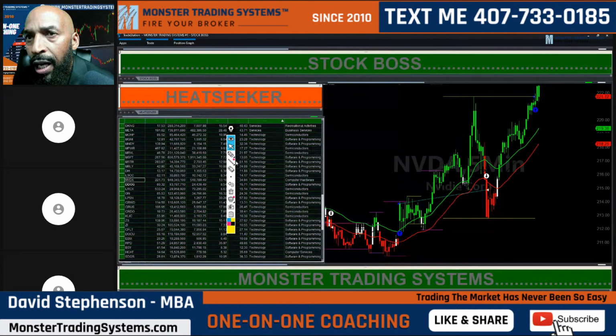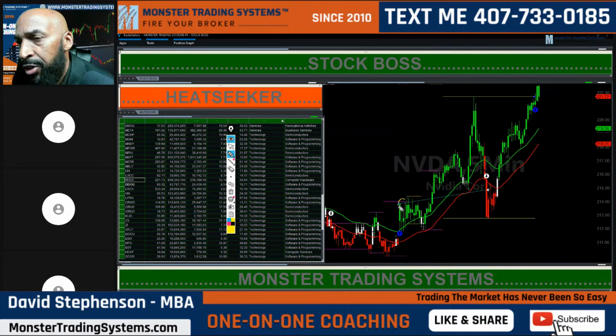As an example here, here is the buy signal on a break of resistance. Here is support. If you notice, these candles came all the way below support, but guess what? They didn't close below support.